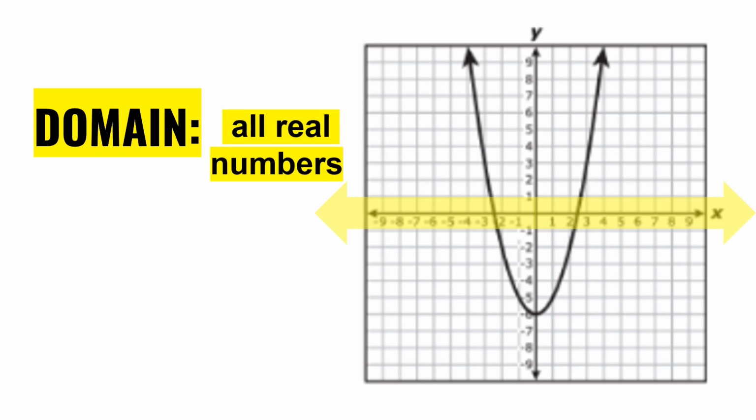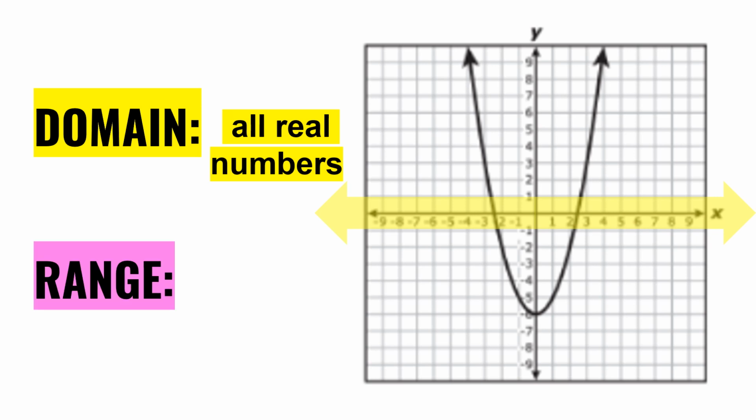All real numbers. Now what about range? Okay, so this one, it does keep going up and up and up forever, but there's a minimum, right? The lowest possible y value is right at -6. So my range is going to be y is greater than or equal to -6.